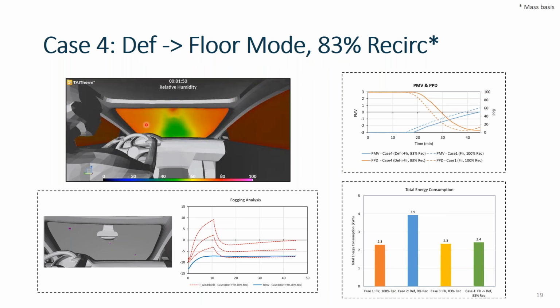So we can again start with the animation. For the first 10 minutes or so, we really do a great job mitigating this defog. We do have a little bit of condensation and fogging happening after the transition to floor mode. But then again, as the windshield temperature warms up over time, that dissipates pretty well. So I'd say this case is fairly close to optimal in terms of fogging.